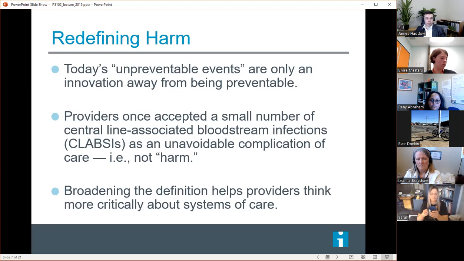It also means that we can start to think about events that we think are unpreventable, actually thinking, no, maybe we can prevent them. So once upon a time, we thought that central line associated bloodstream infections were an unavoidable complication of care, i.e. we cannot reduce it to zero. But actually, it is preventable if you have the right systems in place for that.